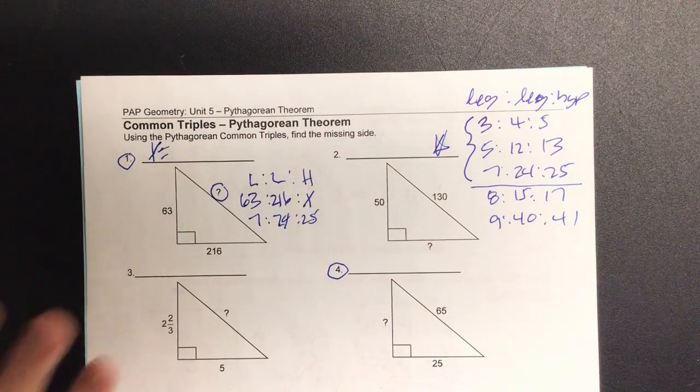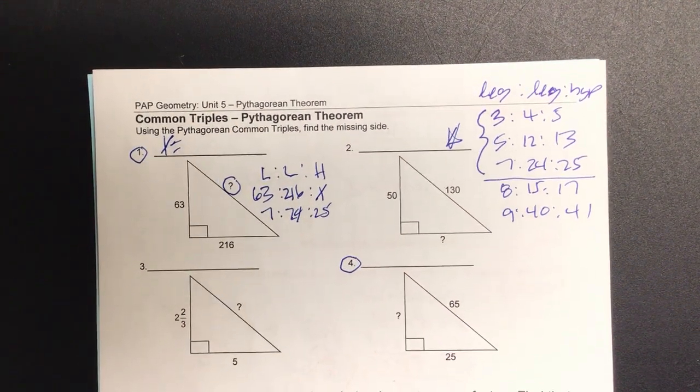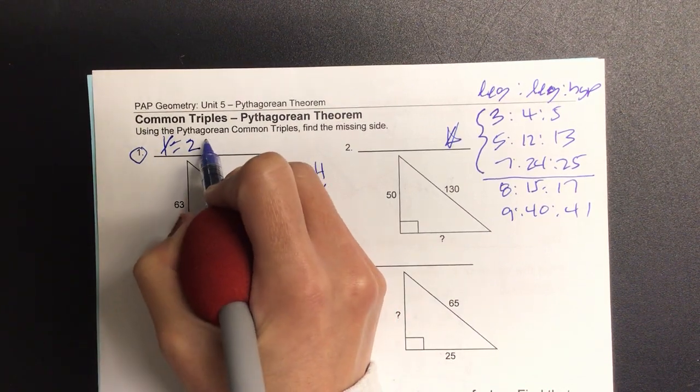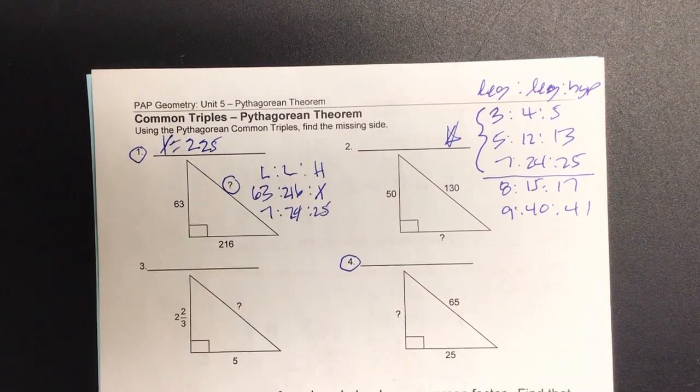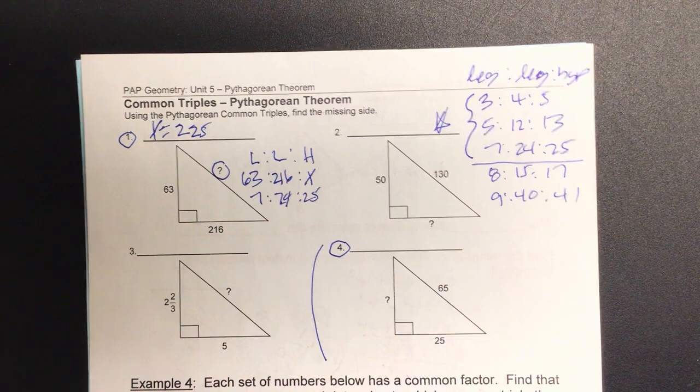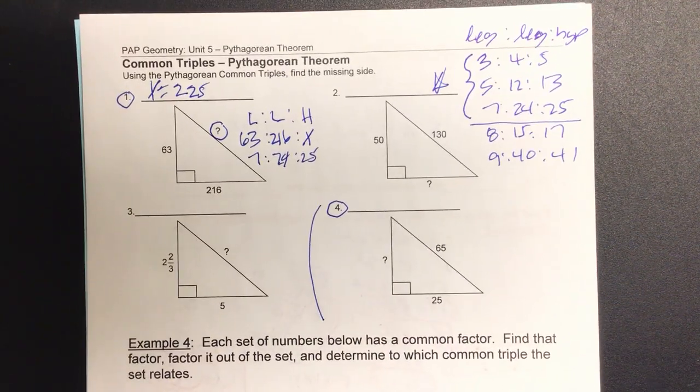Can someone do 25 times 9 in their head? You have 9 quarters. How much? $2.25. Okay, see if you can apply that to number 4. Number 4 is a little bit different, but let's talk about it.